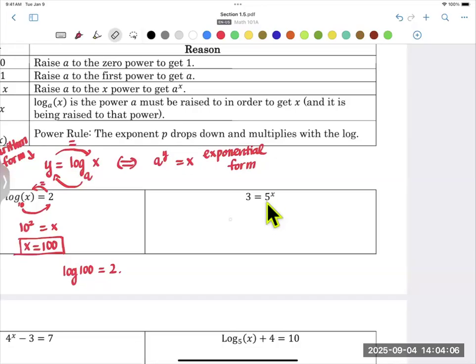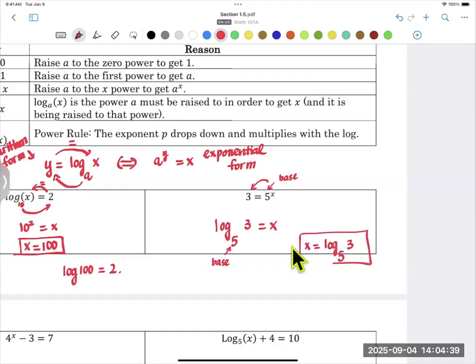So I will have log base 5 of what? Log base 5 of 3 is equal to the exponent. So the exponent is the logarithm base 5 of 3. That is our answer. So x will be log base 5 of 3.